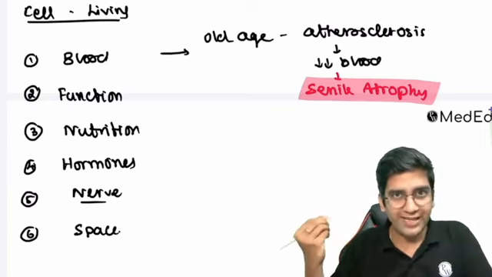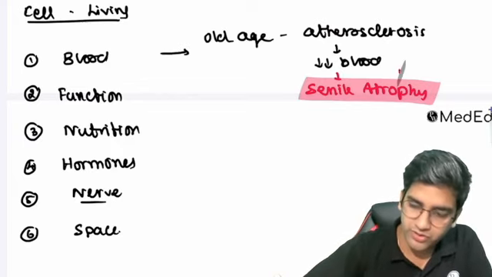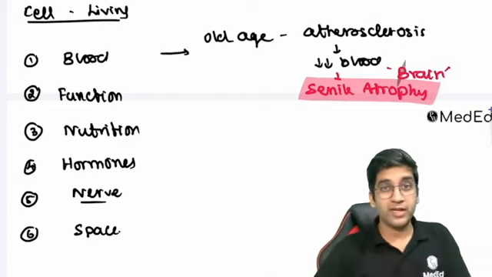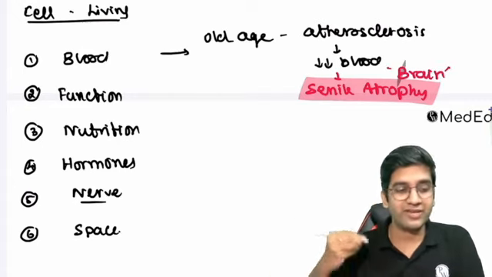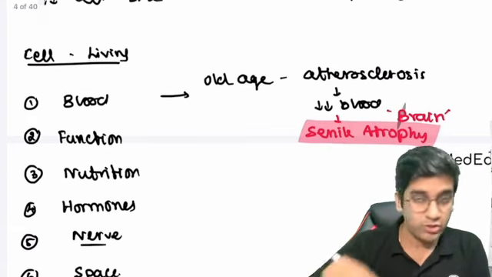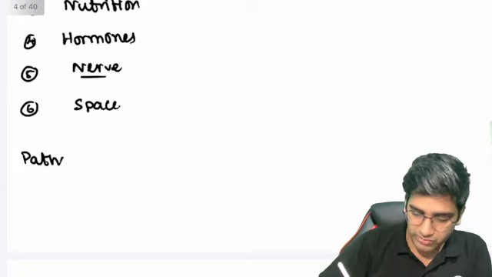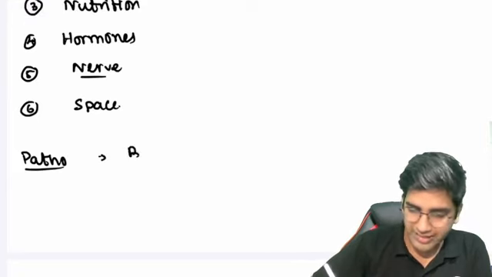Senile atrophy can happen in any organ. One of the important organs for me is the brain, which can undergo senile atrophy. It's not just the normal physiological atrophy. Abnormal atrophy can also happen. We have the disease called Alzheimer's disease, right? It's not just due to old age. I can have pathological atrophy as well. Pathological brain atrophy.